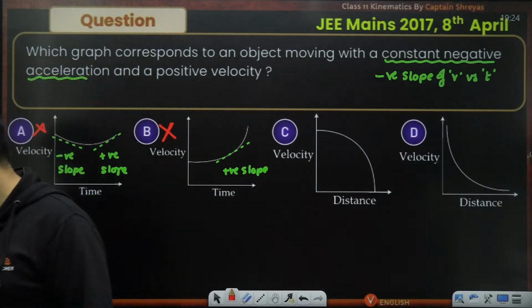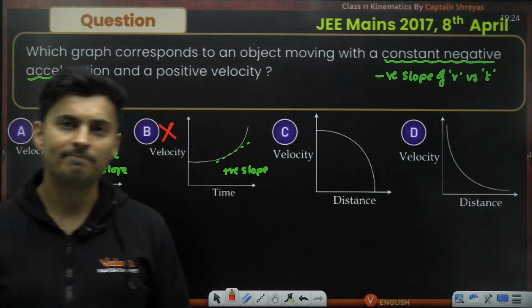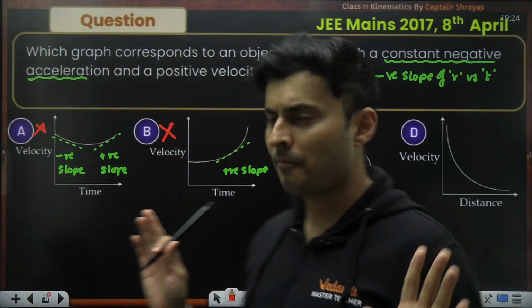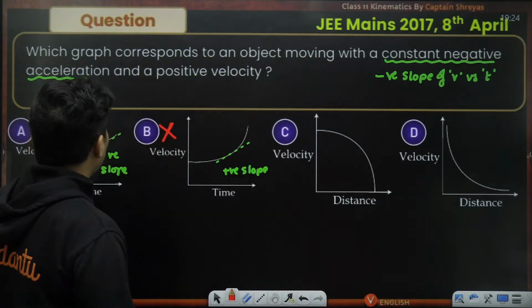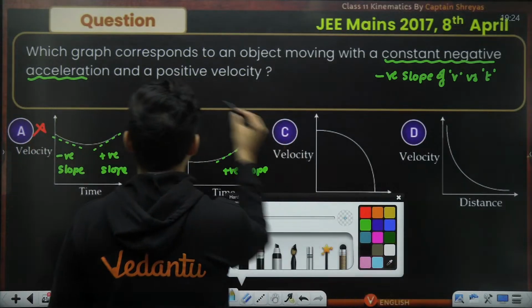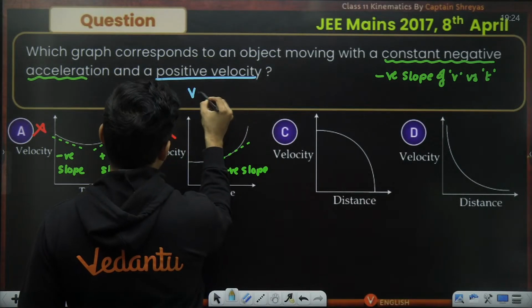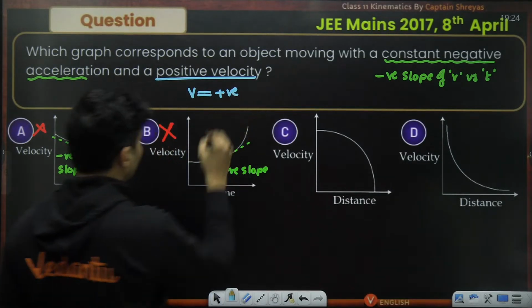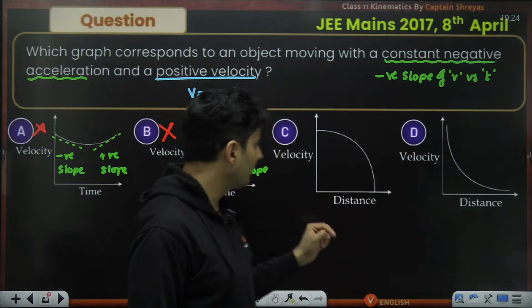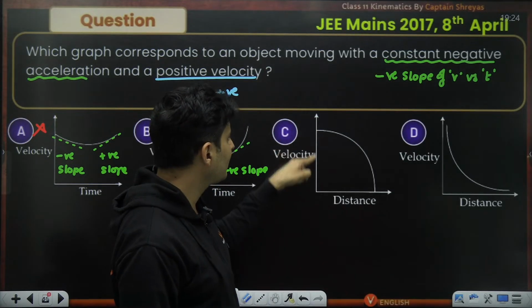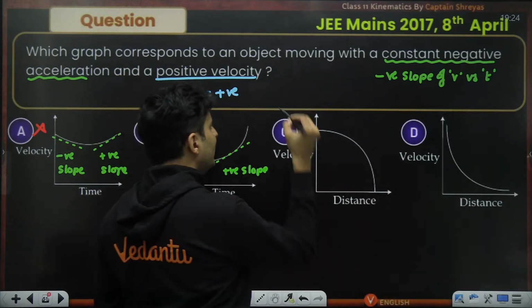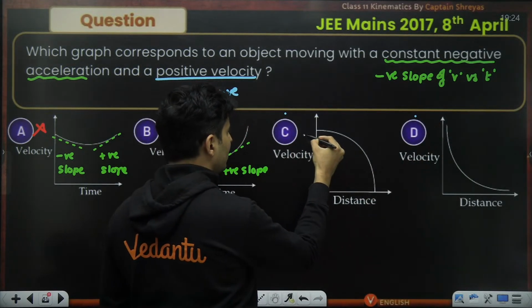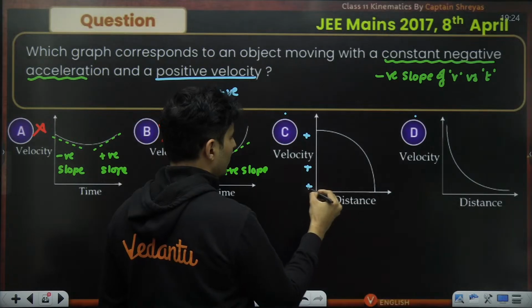Is this absolutely clear? Everybody with me till this point? Okay, sir. So it can't be A and B. What about this positive velocity? That means velocity itself is a positive value. In options C and D, velocity has positive values. So C can also be correct, D can also be correct because here also it is positive, positive, positive.